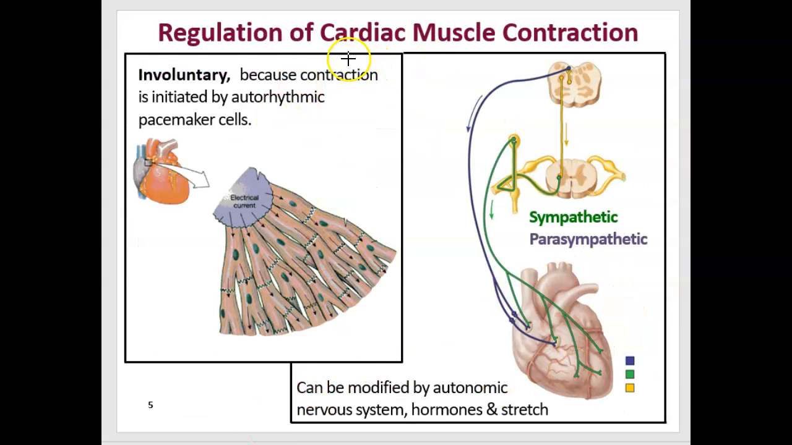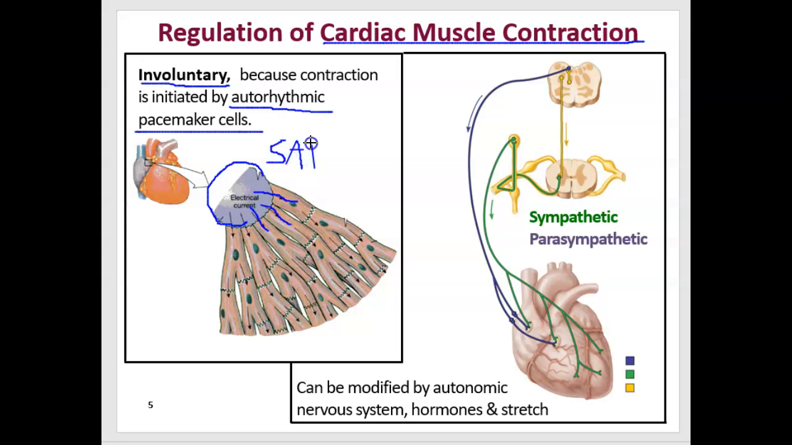Now, cardiac muscle contraction is an interesting study in control or regulation. We consider it involuntary because you can't consciously control contraction of your heart, right? And contraction is considered autorhythmic because there are pacemaker cells that automatically send out an electrical signal to contractile cells in the heart muscle. So the pacemaker is called the SA node.